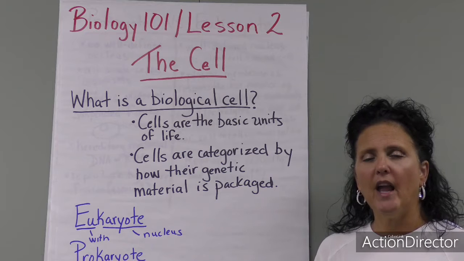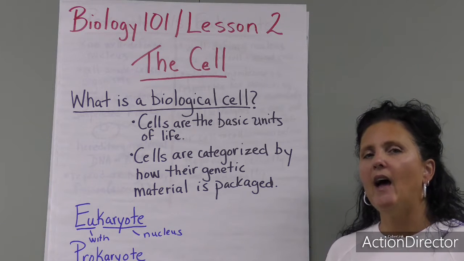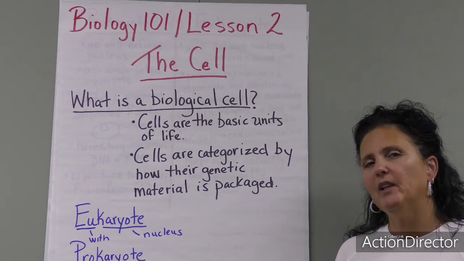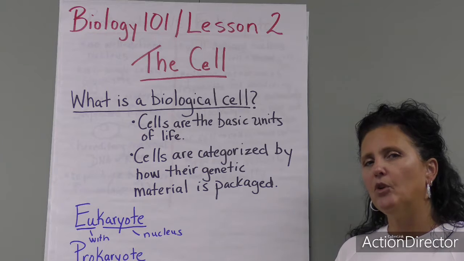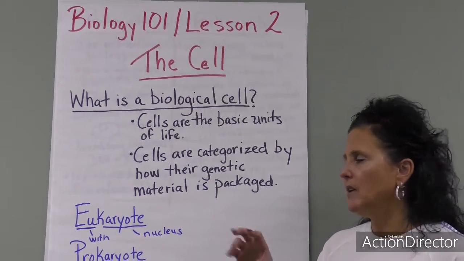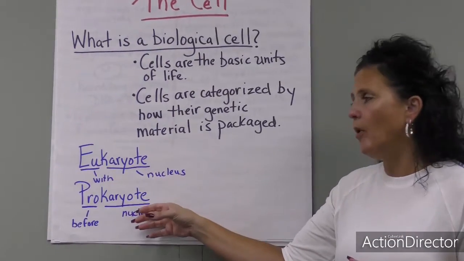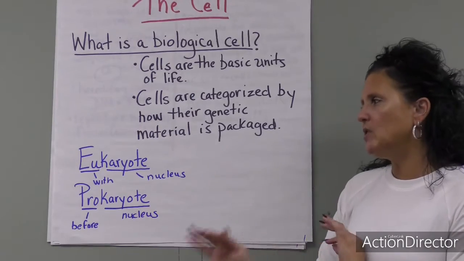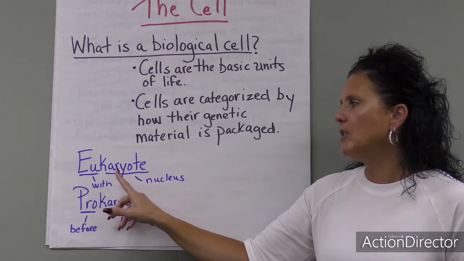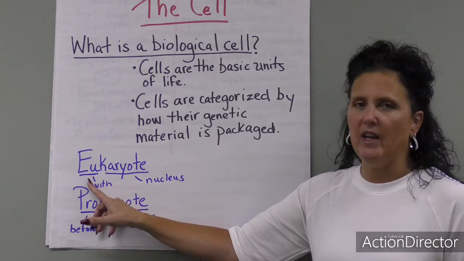According to the cell theory, everything is composed of cells, and they are categorized according to how their genetic material is packaged. So let's look at two terms that will seem a little foreign to you. If you've had biology before, you might recognize them. But we look at two separate forms of biological cells as either being eukaryotes or prokaryotes. When we break these words down, kary actually means corn or kernel, but it's referring to the nucleus of the cell. Okay, so we have to look at the prefix.